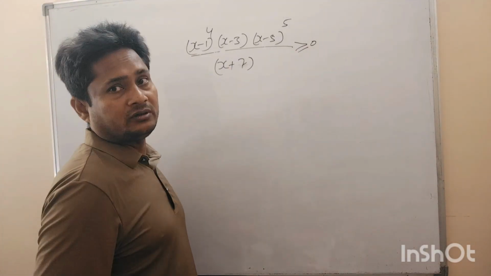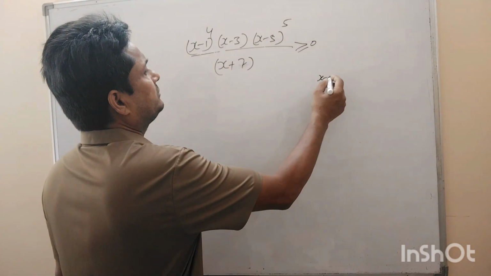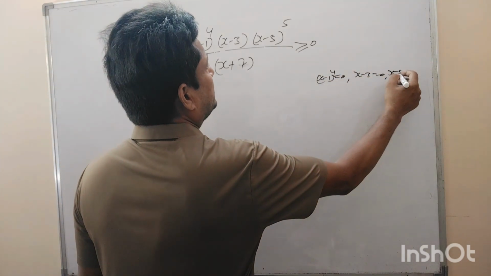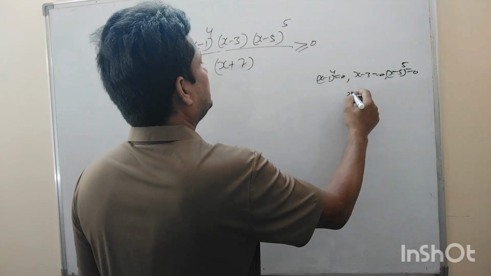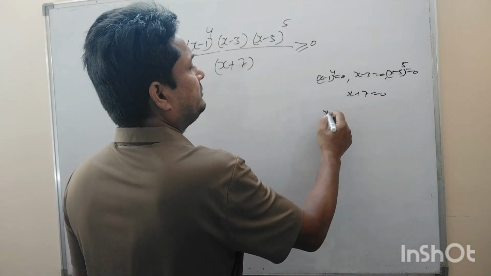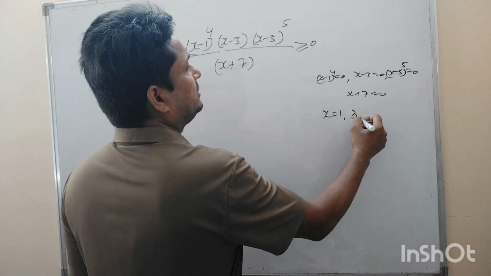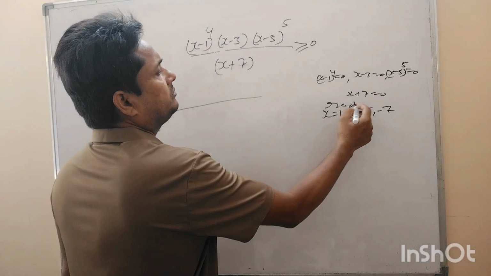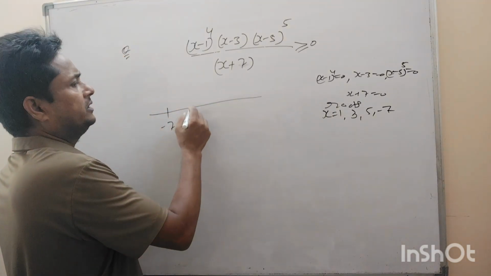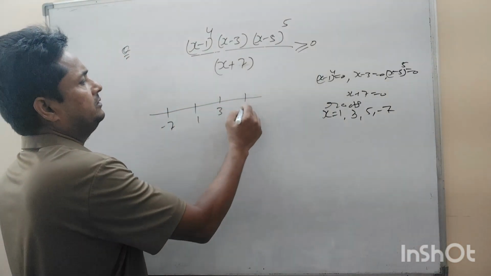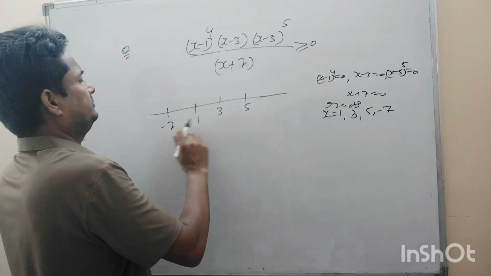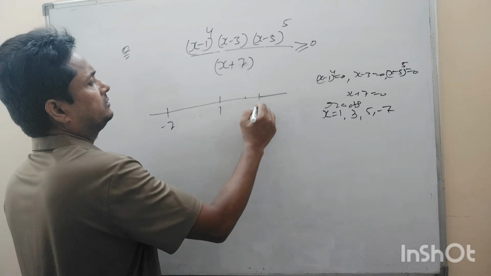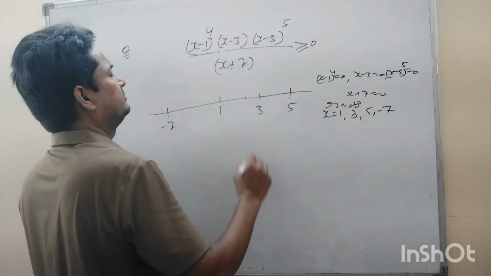Now find out the roots of this. If you put x minus 1 to the power 4 equal to 0, x minus 3 equal to 0, x minus 5 to the power 5 equal to 0, and x plus 7 equal to 0, we will get x equal to 1, 3, 5 and minus 7. These are the roots. Now mark these roots on the number line. Minus 7, 1, 3, 5.